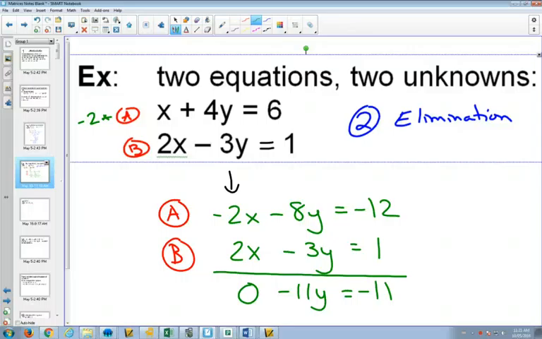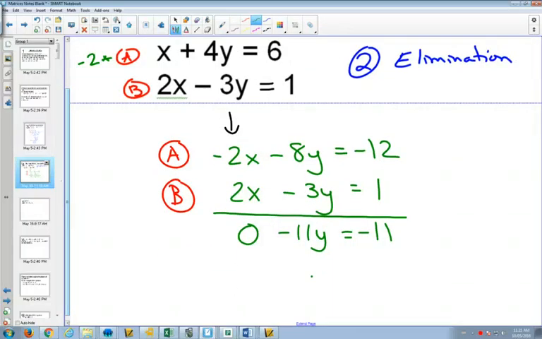I always like to add, so my goal is always to get the coefficients to be the same, but one negative, one positive, because I find I make fewer mistakes and students make fewer mistakes when they're adding rather than subtracting. Some people make them exactly the same and subtract the two equations, and that will work as well, but people tend to make a few more mistakes when they're subtracting than adding. So as a rule of thumb, I recommend adding.